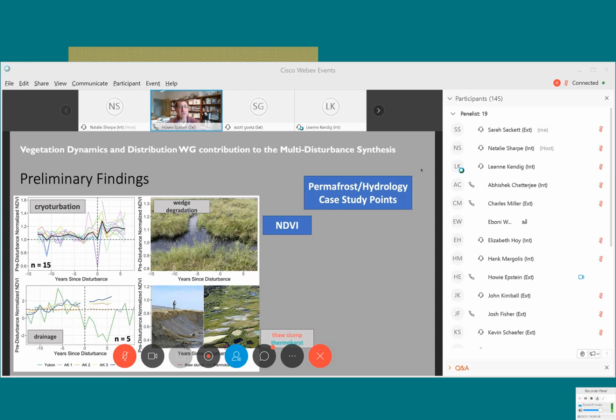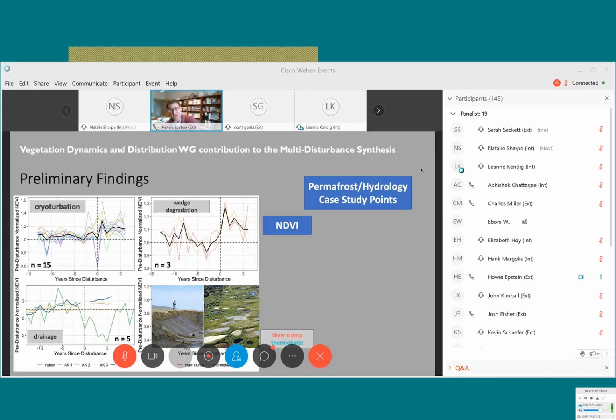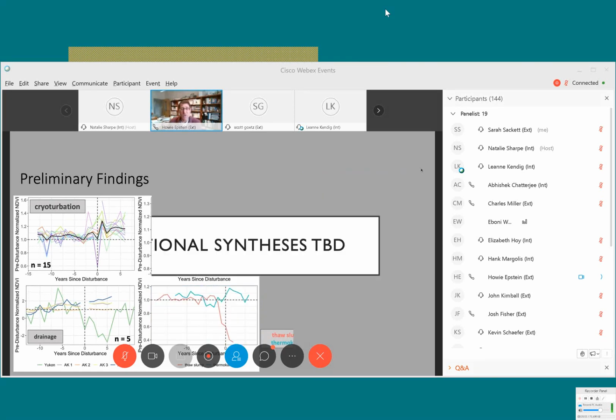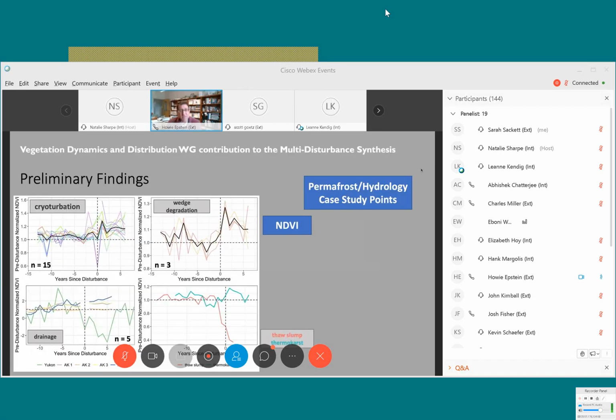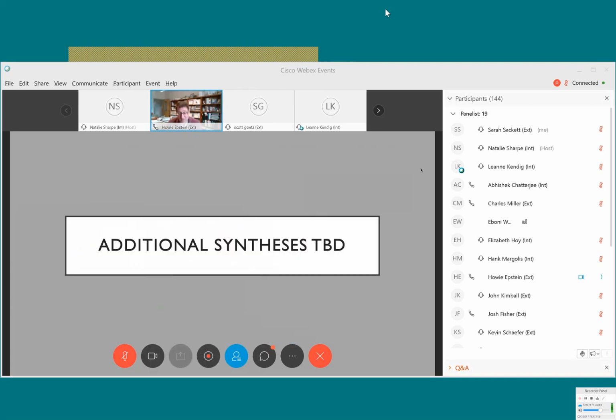I think that's all, actually. The next slide is a placeholder for synthesis topics to be determined. And I think we have a few. Oh, sorry. You had a few animations there that you had to get through. Anyway, so we have additional syntheses to be determined.